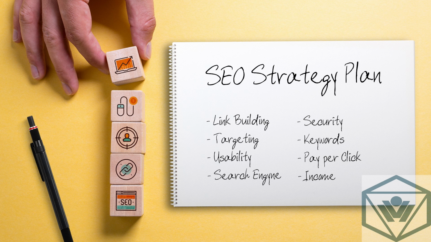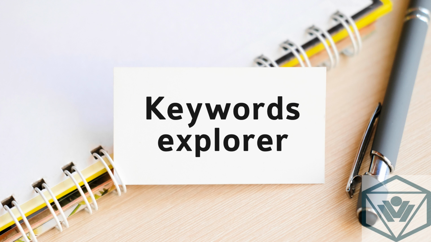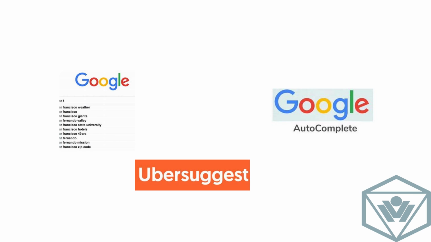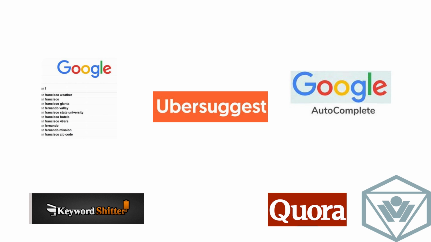Brainstorm for keyword ideas, make use of keyword research templates, hack Wikipedia for topic ideas and synonyms, and generate thousands of long-tail keyword ideas using automated tools like Google Autocomplete, Ubersuggest, and Keyword Shitter. Discover untapped keywords and topics using Quora.